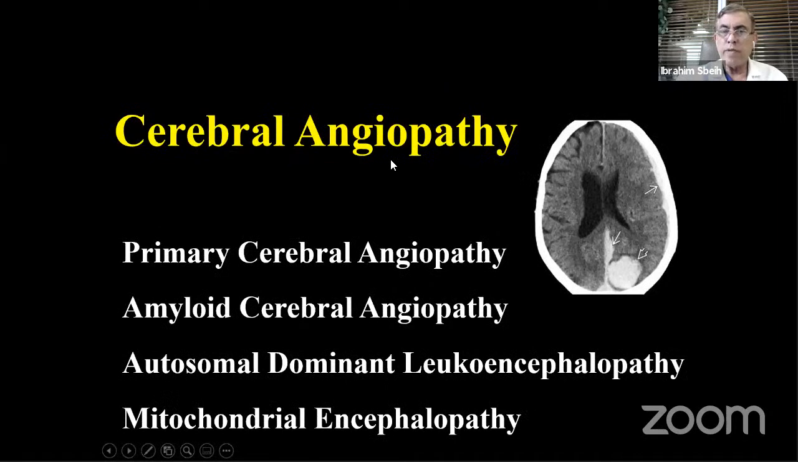Cerebral angiopathies, so many. Primary cerebral angiopathy, amyloid cerebral angiopathy, autosomal dominant leukoencephalopathy, mitochondrial encephalopathy, as if these diseases don't exist. They do. And there are patients who will present to you with a hemorrhage like this, and you have to know what is the cause of this.